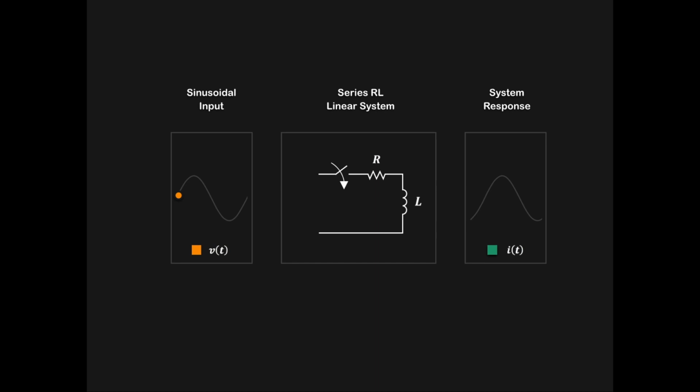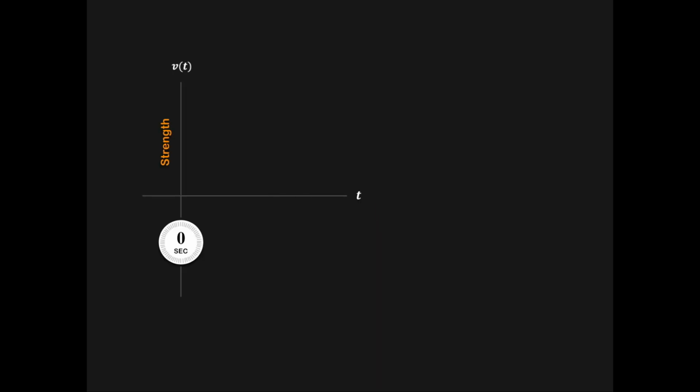Consider a series RL system comprised of a switch, an ideal resistor, an ideal inductor, and a time-varying sinusoidal voltage source V of t. Let's define what it means for the voltage source to be time-varying and sinusoidal.